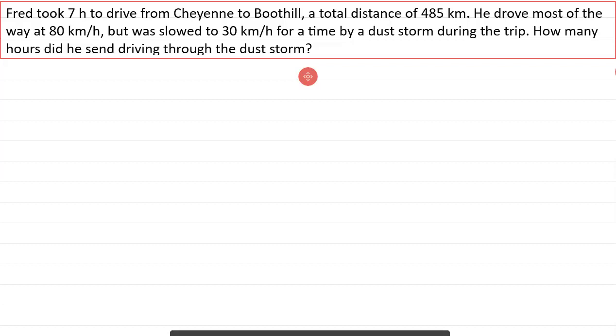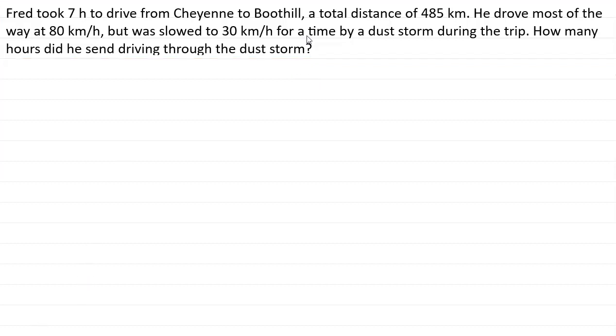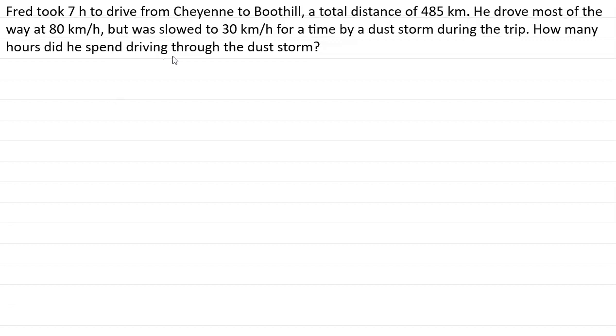Fred took 7 hours to drive from Keene to Boot Hill, a total distance of 485 kilometers. He drove most of the way at 80 kilometers per hour, but was slowed to 30 kilometers per hour for a time by a dust storm during the trip. How many hours did he spend driving through the dust storm?